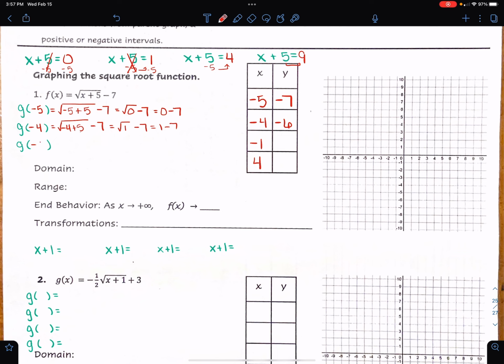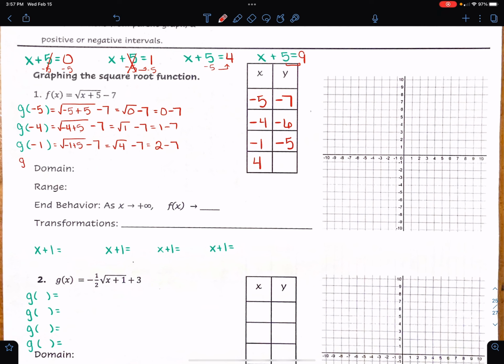Let's do that again with -1. So -1 plus 5, and then subtract off 7. So radical 4 minus 7 is equal to 2 minus 7. So why 2 this time? Because the square root of 4 is 2. Okay, so then 2 minus 7 gives me -5.